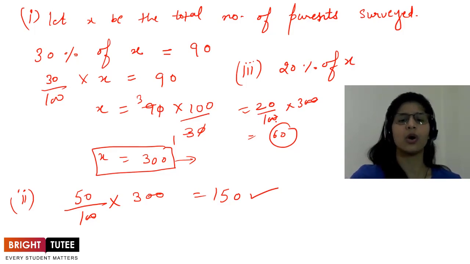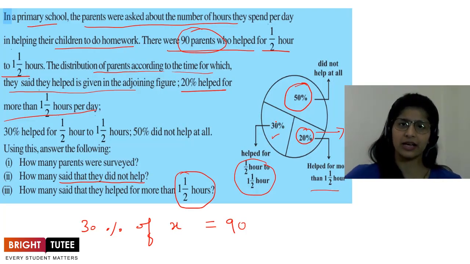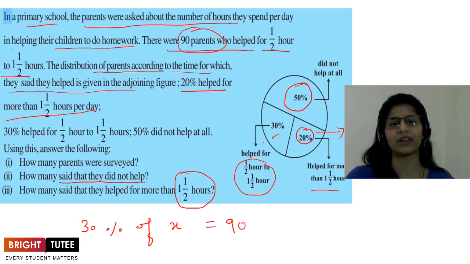So we have discussed all the three parts. One thing definitely would be given, as we related 30% to 90 parents. That was given in the question. Right, this is how we express the answers. From percentages we are able to calculate the numbers. From numbers given we are able to calculate the percentages.